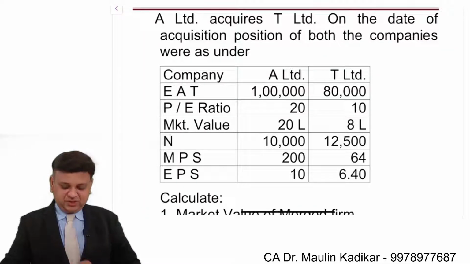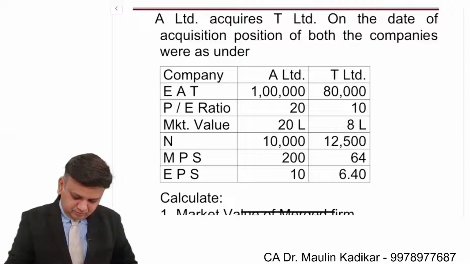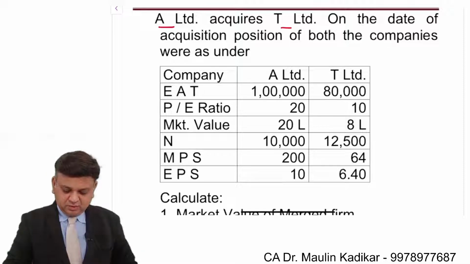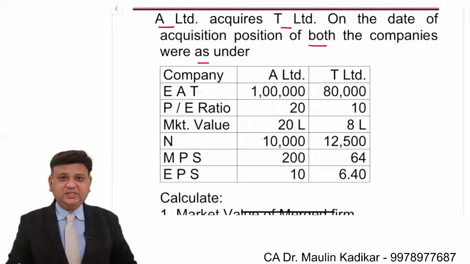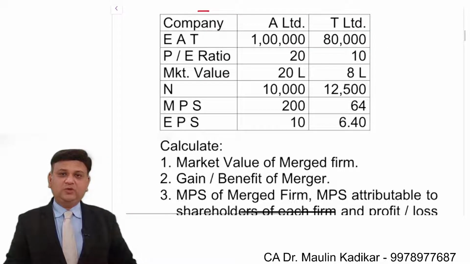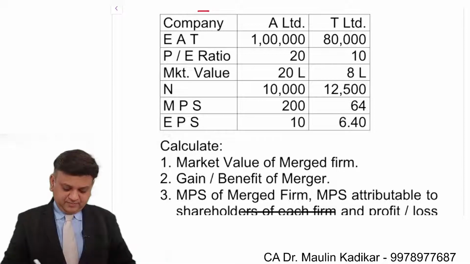Let us see the next question. A Limited acquires T Limited. On the date of acquisition, the position of both the companies was as under. Information is provided with respect to two companies, A Limited and T Limited.